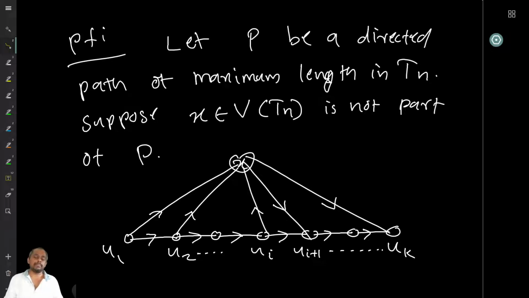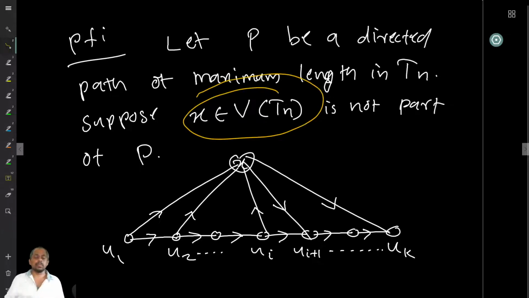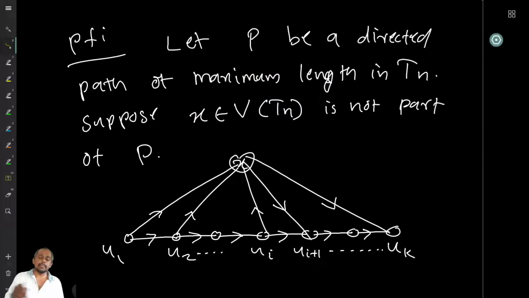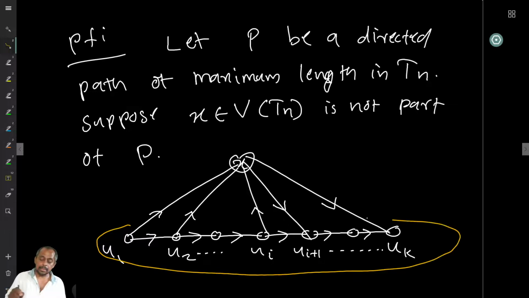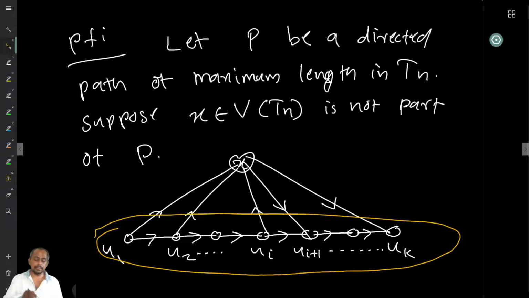Now, suppose some vertex is not part of this directed path. The maximum length directed path is P, and suppose some vertex is not there. Because if every vertex is there, we get a Hamiltonian path. If some vertex x is not there, then I look at this maximum path from, let's say, the starting vertex u1 to the ending vertex uk. So there is a directed path in the graph, u1 to u2, u2 to u3, etc.